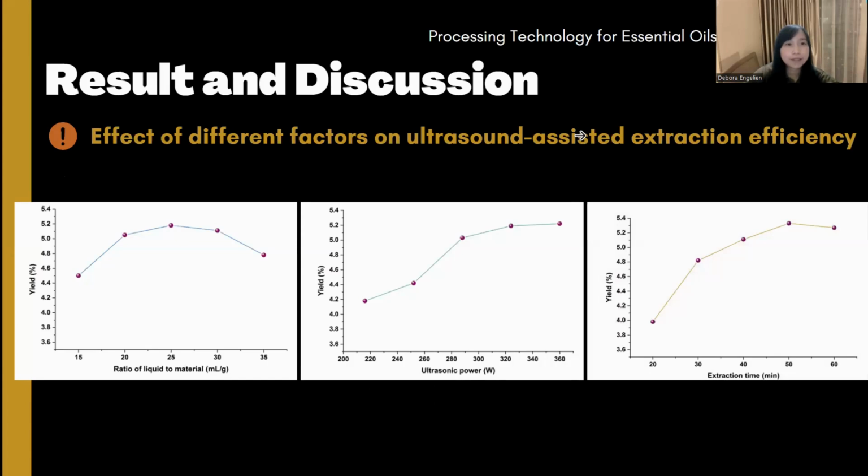The next topic is results and discussion. The first one, we're going to discuss the effect of different factors on ultrasound-assisted extraction efficiency. In this part, there are three different factors: ratio of liquid to material, ultrasonic power, and extraction time. The graphic of each factor is different. We're going to discuss the first one, the ratio of liquid to material.